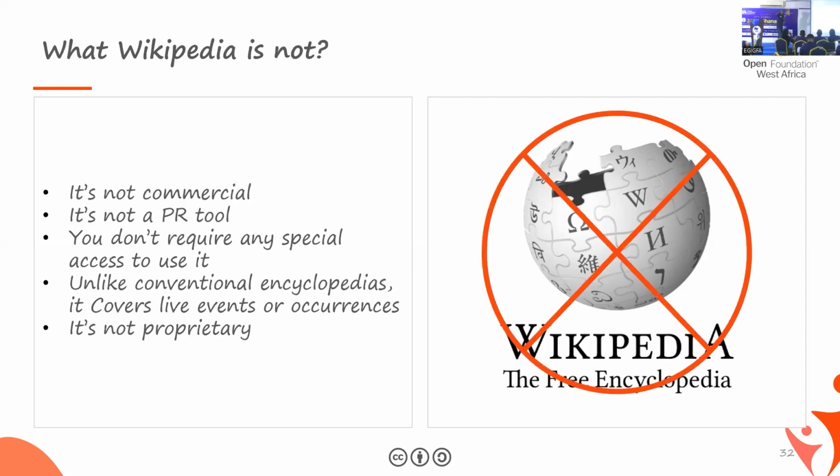So what Wikipedia is not. One, Wikipedia is not commercial. It is not a PR tool. The moment you start editing on Wikipedia, people will call and say, please, I have a brother who's a musician, please create a Wikipedia article for that person. I have a friend who is this. People come into our DMs requesting Wikipedia articles. And the funny part is that they come with their own write-ups.